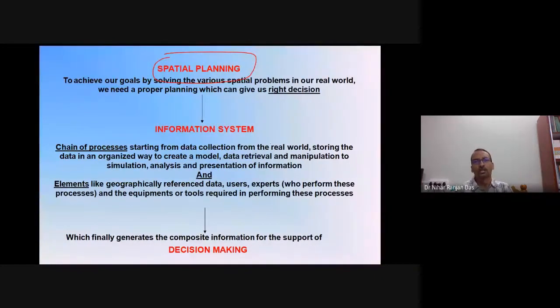Whatever the objects and phenomena existing in our real world, all these are called spatial. And when these are related to Earth's surface, these are geographical. So spatial planning is also called geographical planning when we are related to Earth's surface. To achieve our goals by solving the various spatial problems in our real world, we need a proper planning which can give us a right decision.